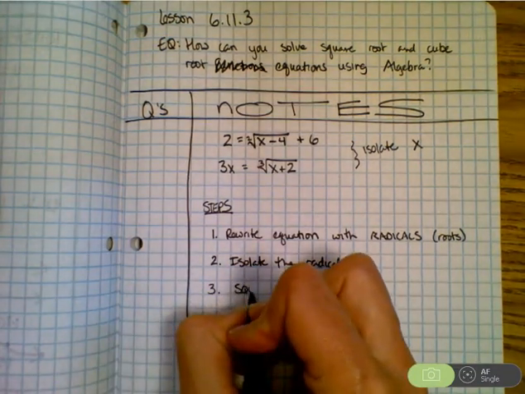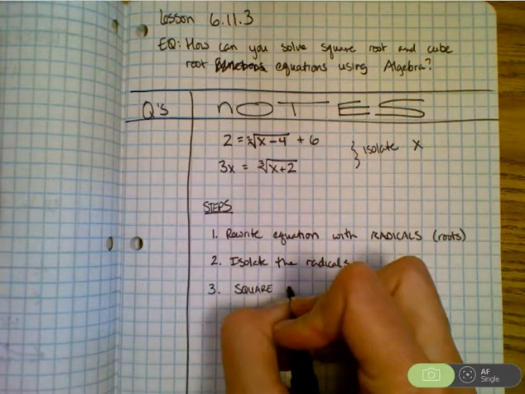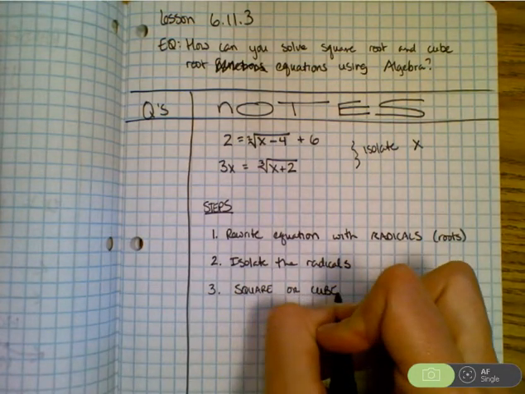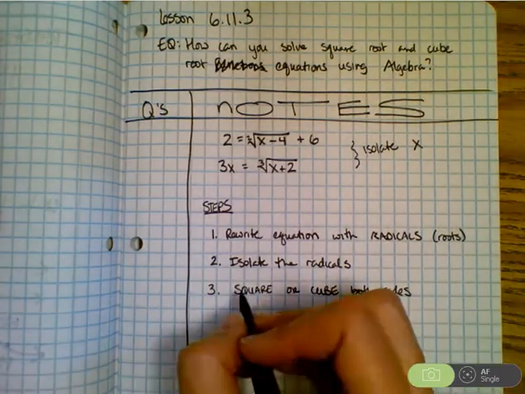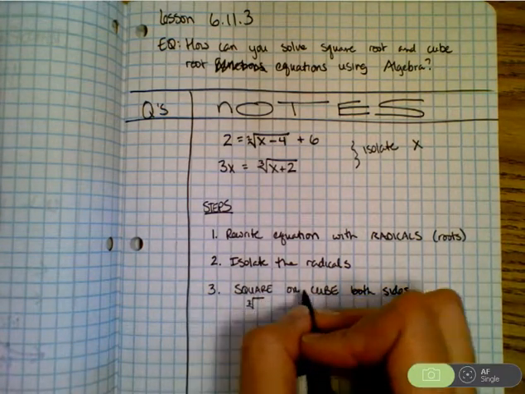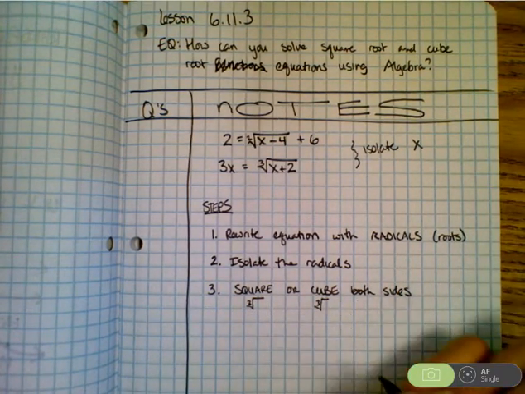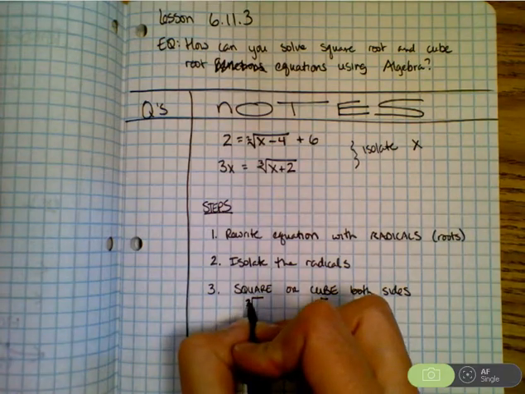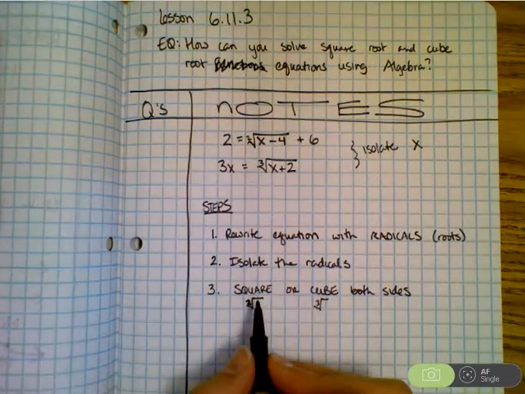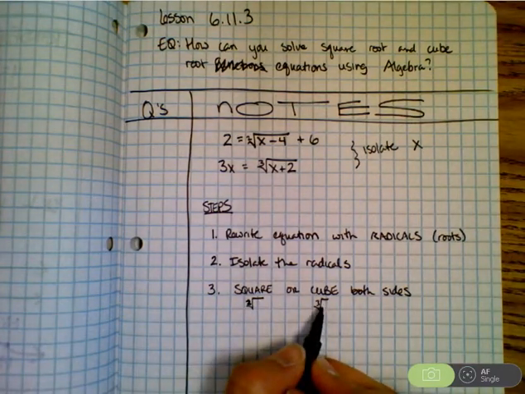Then you're going to square or cube both sides. And that's going to depend on if you have a square root, then you'll square it. If you have a cube root, then you'll cube it. Because a square undoes a square root, a cube undoes a cube root. And I realize on the screen those look the same. That's a little 2, that's a little 3.